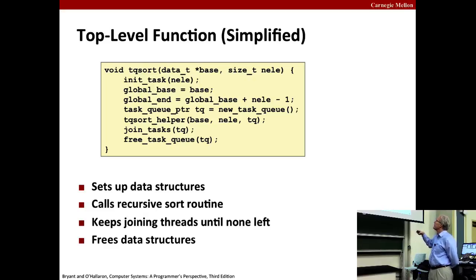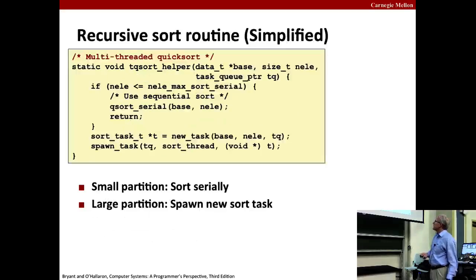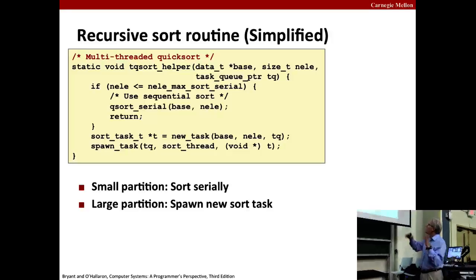This is the top level. This isn't part of any recursion. This is the top level code. And then it will free up the data structures. And then this is the part of it that actually does the real work. The TQ sort helper is the part that's assigned to sort some particular range of places, from the starting address, the base, and some number of elements. And so this is what each task will do. It says, OK, if this is a small enough block of elements, I'm just going to call my serial quicksort to do it.